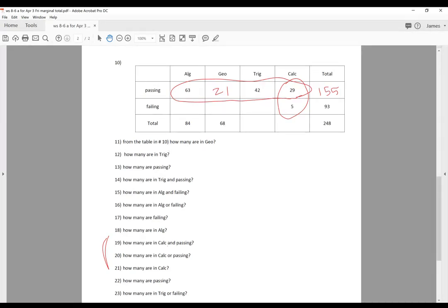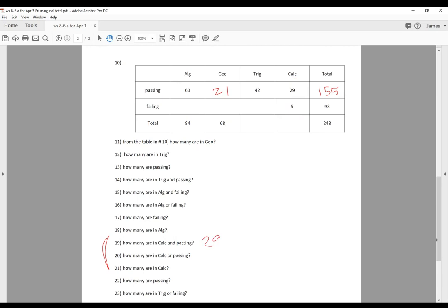Okay, so that would be these two groups, calculus 29 and 5, and then passing, well, there's all these people passing: 63, 21, 42, 29. Those are the people who are passing. So if you're talking about how many people are taking a calculus class, well, there's 34. But out of those 34, who's passing? Well, there's 5 failing and 29 passing. So if you see the word and, it's the lesser number. It's satisfying both conditions. Okay, so that will be 29 for number 19.